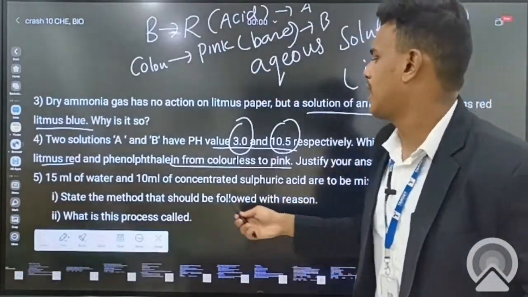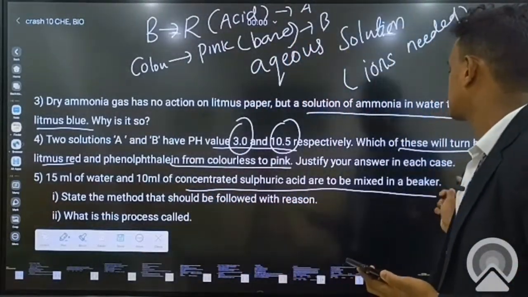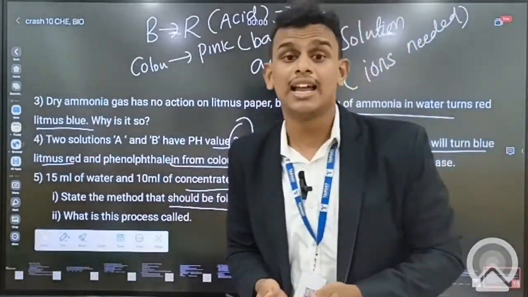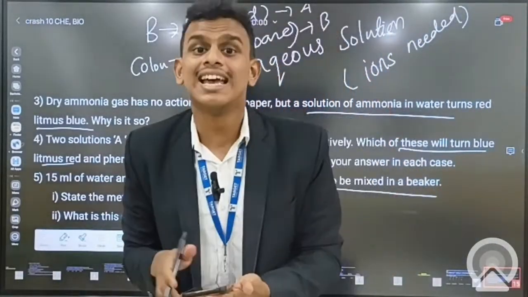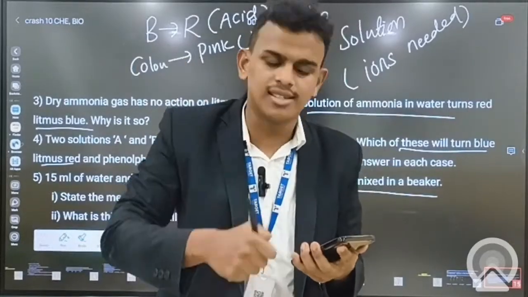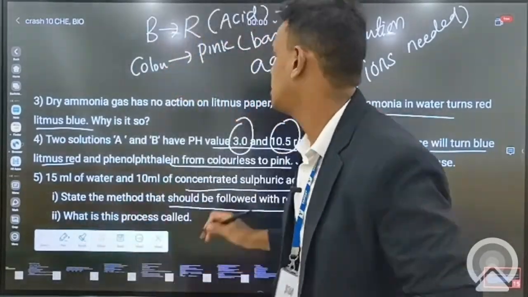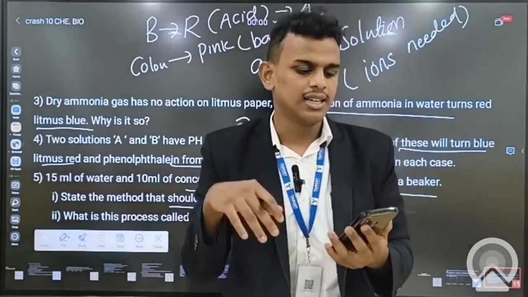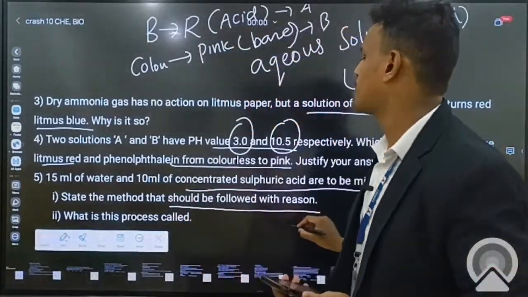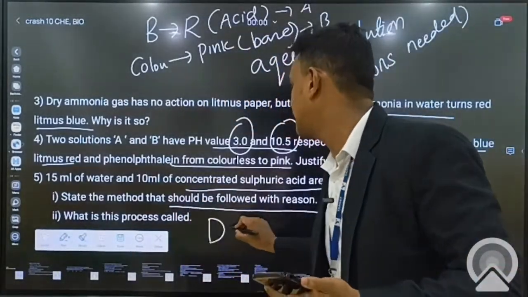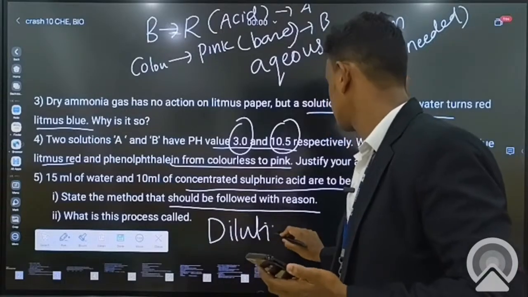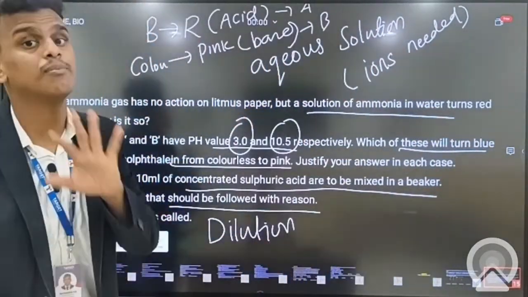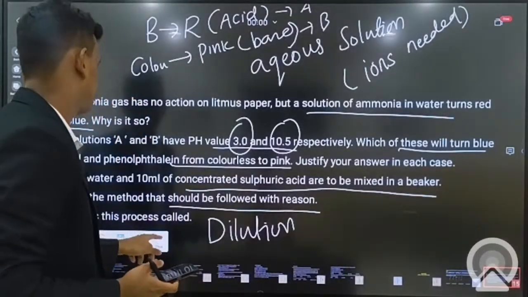15 ml of water and 10 ml of concentrated sulfuric acid are to be mixed in a beaker. State the method that should be followed with the reason. That means we should take water first, then add the acid drop wise to it. Then you can mix the water and acid. What is this process called? This process is called dilution. Not dissolution but dilution, both are different.